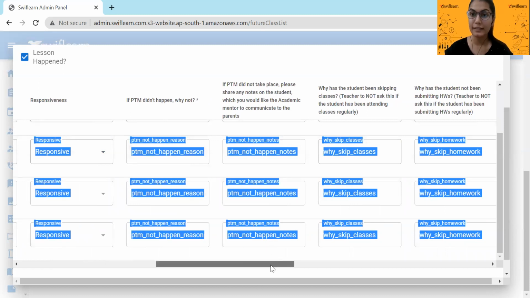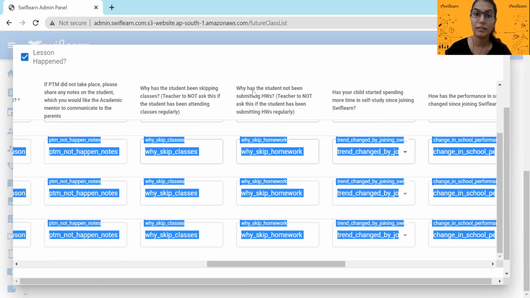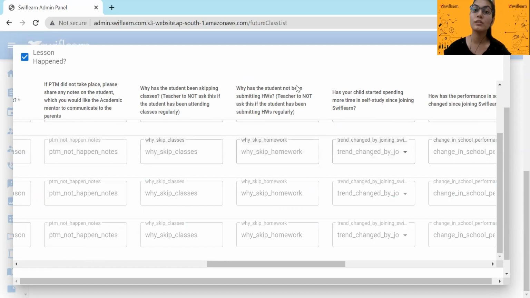So if we look at this question here, was the student not submitting homework regularly? Or why has the student been skipping classes? So you would be answering these questions in such a case where you feel that the student is not regular, and these are your decisions. So you look at the progress report and you decide for yourself if you feel the student isn't regular, if the student isn't doing enough homework.